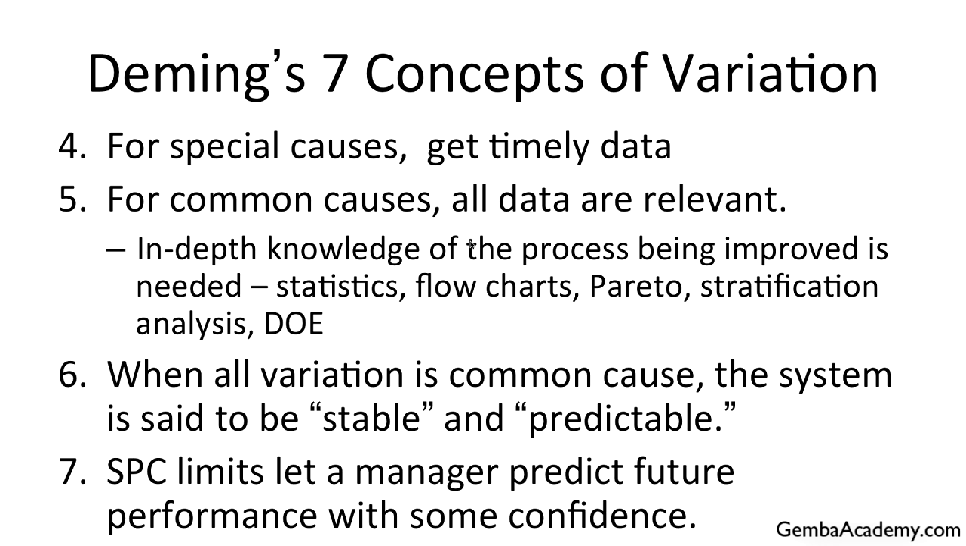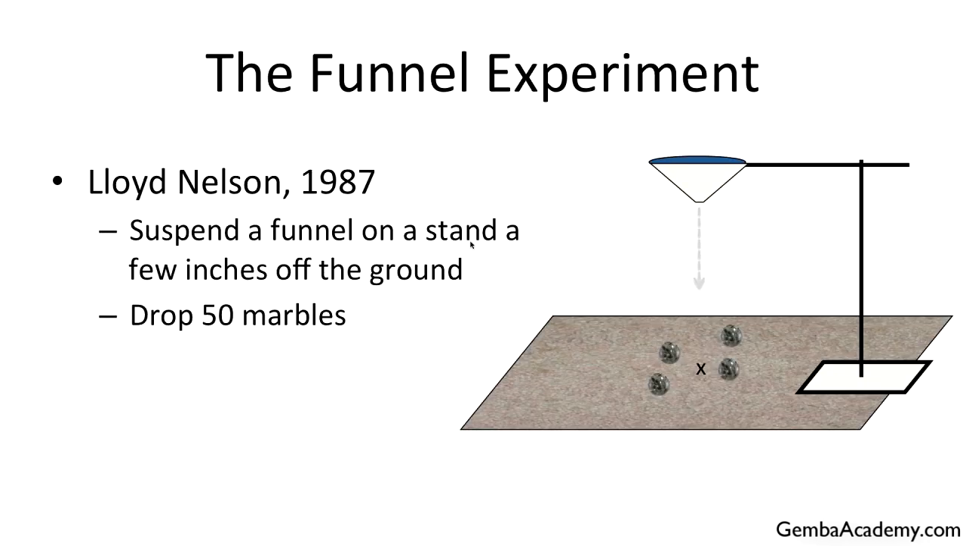For special causes, we want timely data so that we can go find out what happened. Not last month, not last week, ideally yesterday, or in some businesses, last hour. We need timely data. For common cause variation, it's much more complex, and this is where we can use lean methods, Six Sigma methods to go and better understand that system so that we can improve it.